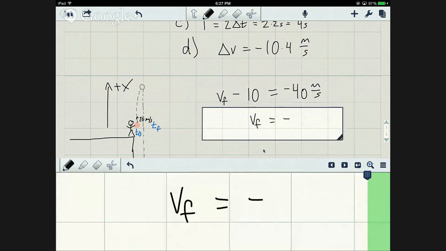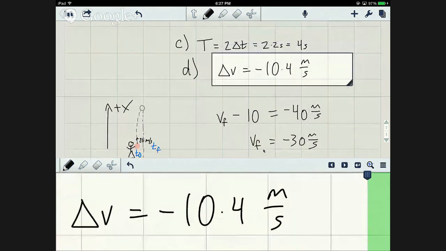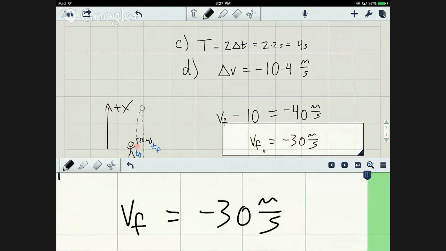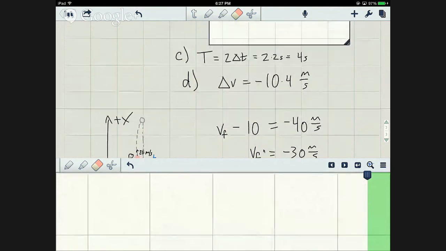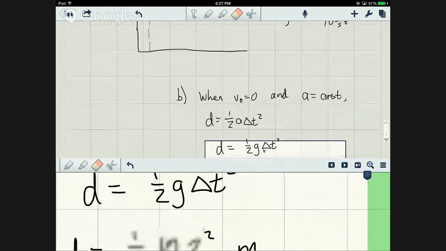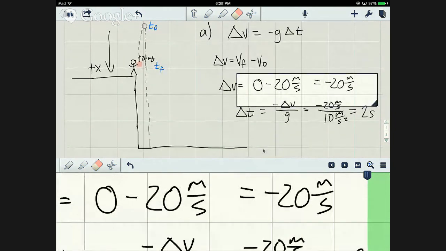Sure. Negative 30 meters per second? This is not right. I don't agree with this answer right here. It should be 20 meters per second down. The answer should be negative 20. Not quite sure. I must have done some math wrong somewhere, maybe with delta t. Doesn't look like it.